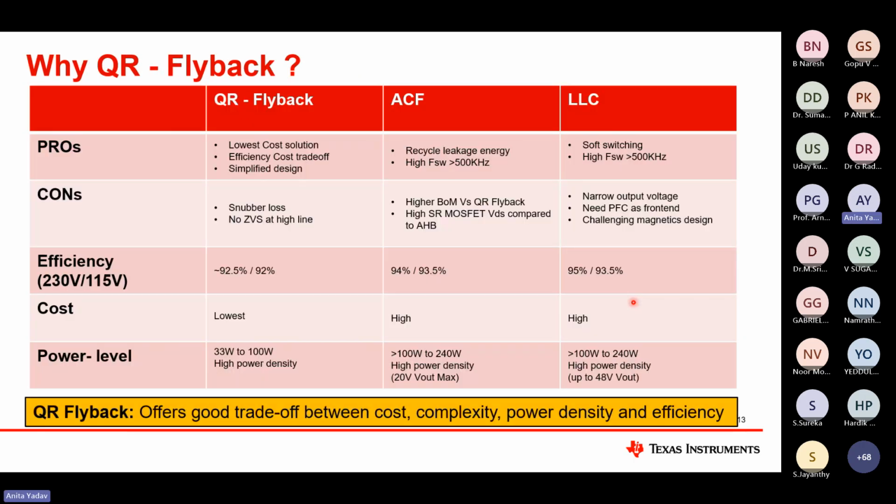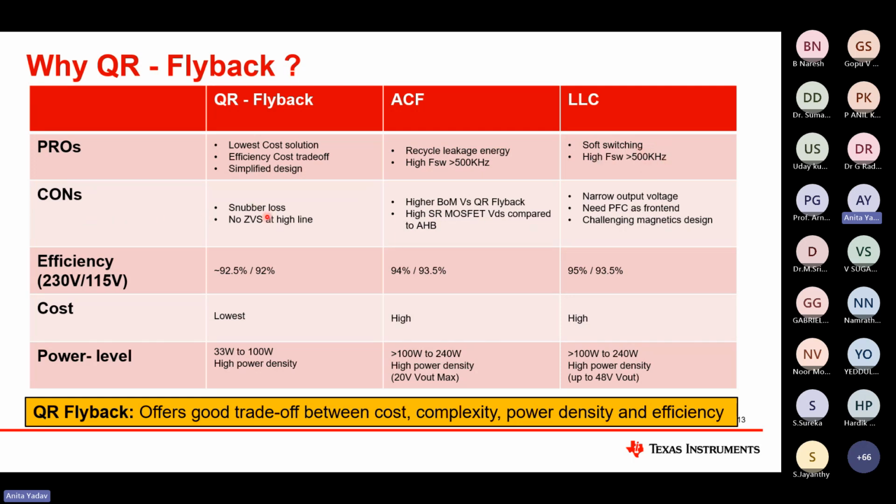Here is the summary of the last 2 to 3 slides, showing the comparison. Just quickly, we can go through the QR flyback. What is the advantage, the pros? It provides a lower cost solution, has higher efficiency, and gives a good trade-off between efficiency and cost. It's a simplified design, whereas ACF recycles the leakage energy and has high switching frequency. LLC gives soft switching and high switching frequency.